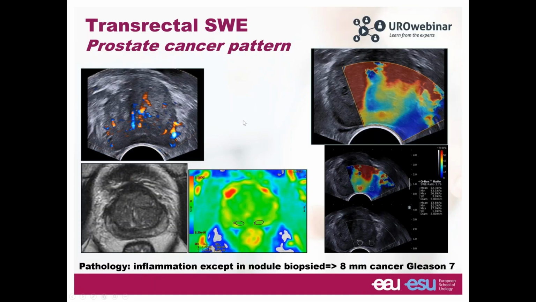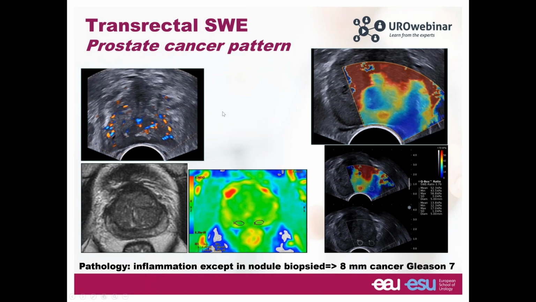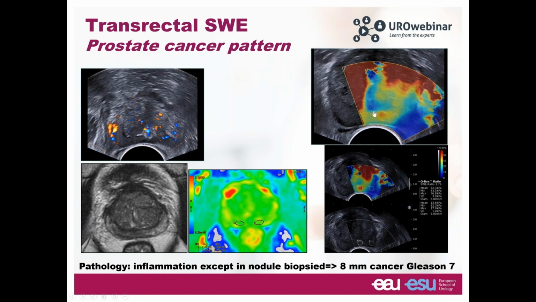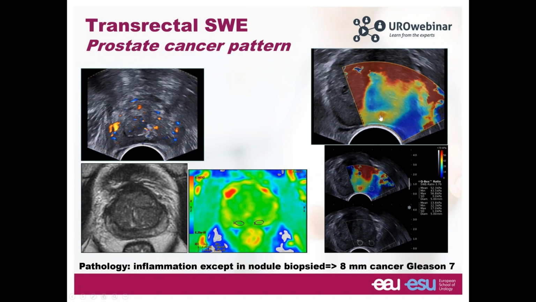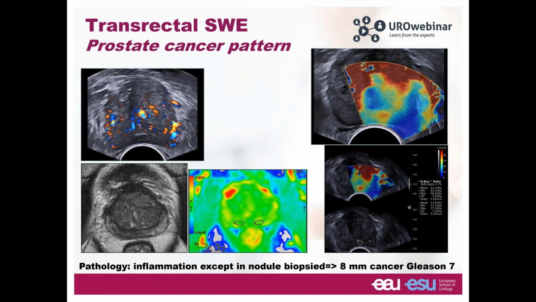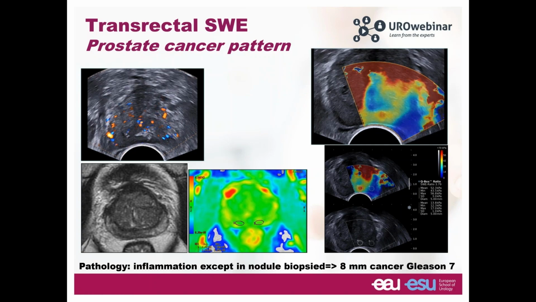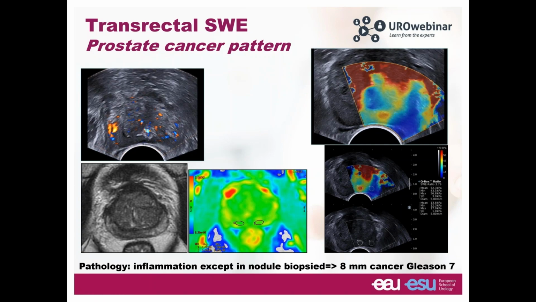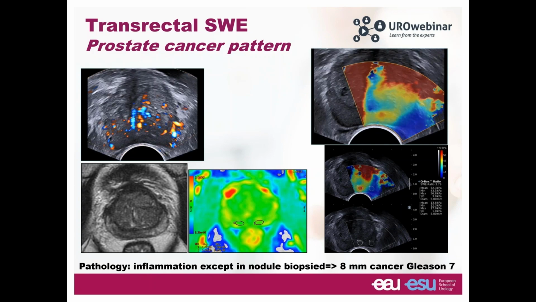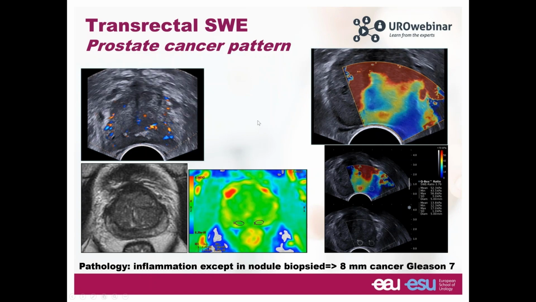And in some cases, the color and the B mode ultrasound image is normal, the MRI is normal, and you see that this is a very abnormal area just detected by shear wave elastography, and the biopsy revealed a Gleason 7, 8 millimeter tumor, while all remaining systematic biopsies were just showing inflammation or normal prostate tissue.